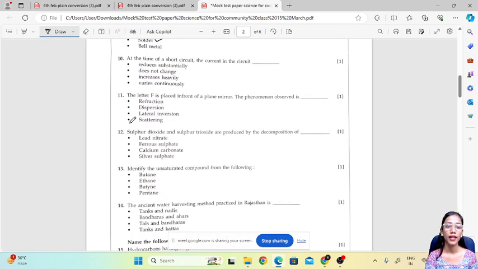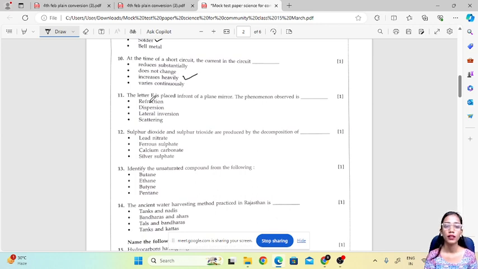Now the next question: at the time of a short circuit, what happens to the current in the circuit? The options are: it reduces substantially, does not change, increases heavily, varies continuously. What is the main principle of short circuiting? A short circuit happens because of increased current. So the correct option is increases heavily.